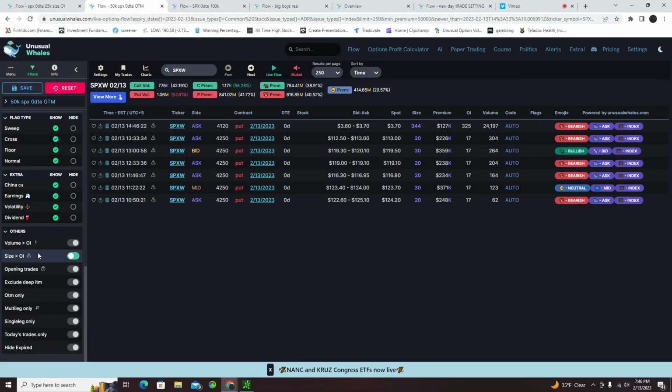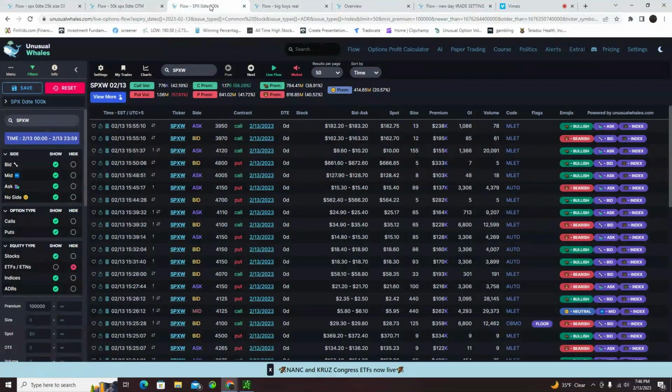I like to mess around with the size over OI in the out of the money only on this one. Sometimes I don't get too many orders. Sometimes I do. But I want to see what protective capital's doing, big boys buying in the money. And then essentially I have a 100K filter, which is 6-figure trades.